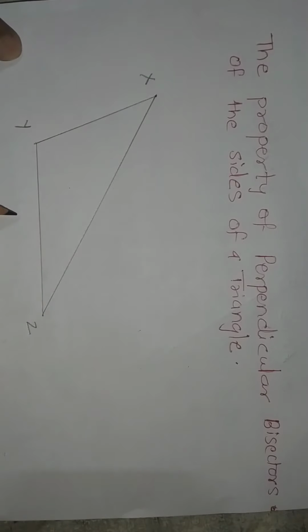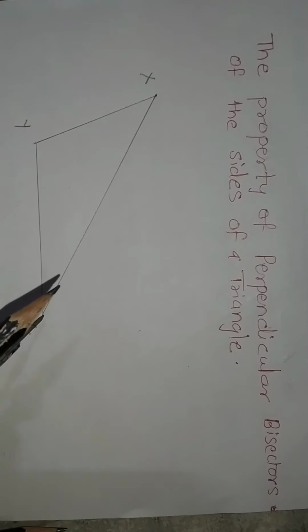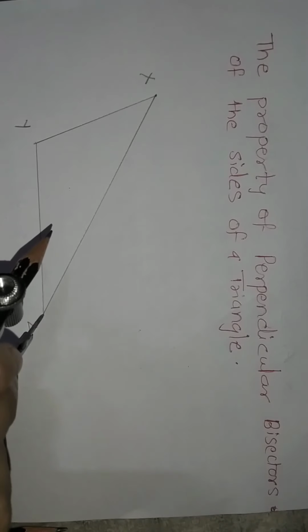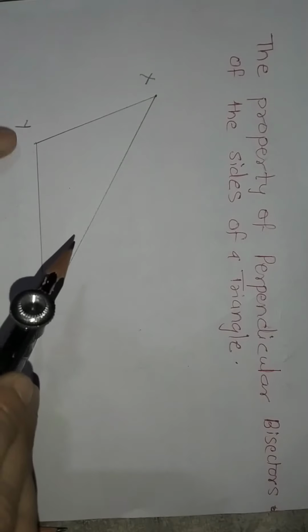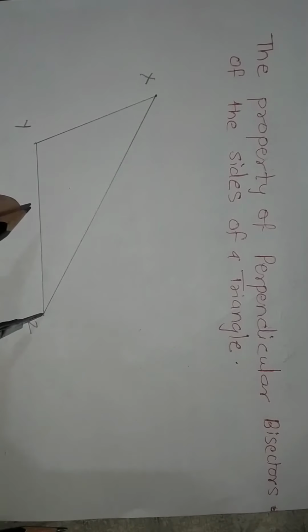As we have already drawn this triangle, I am telling you again, this is an obtuse angle triangle. In this triangle, students, we have to bisect each side by drawing the perpendicular bisector of the side of this given triangle. Okay, so let's start. One by one we will bisect each side. So here side YZ is given.